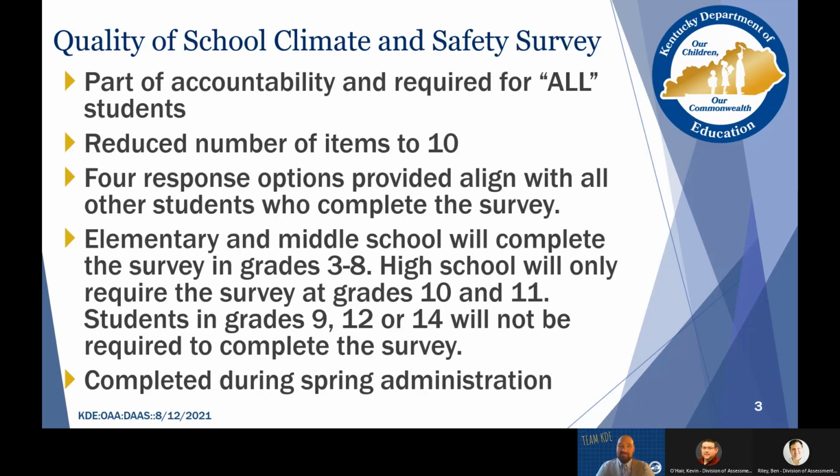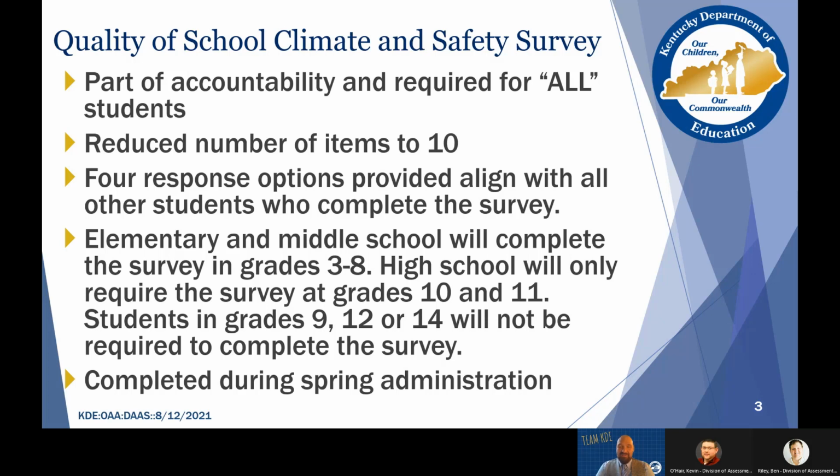Another important highlight to note is the continued administration of the Quality of School Climate and Safety Survey to alternate assessment students. This survey is a required part of the accountability that must be administered to all students. This includes students participating in the Kentucky Alternate Assessment. There are surveys represented for the students at grades 3 through 5, and then grades 6 through high school, designed specifically for students who will be assessed.